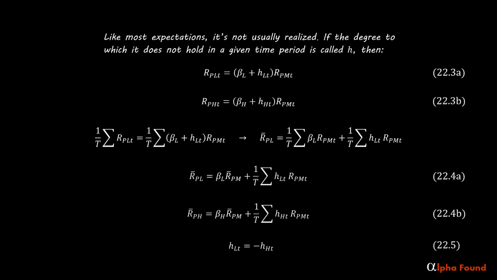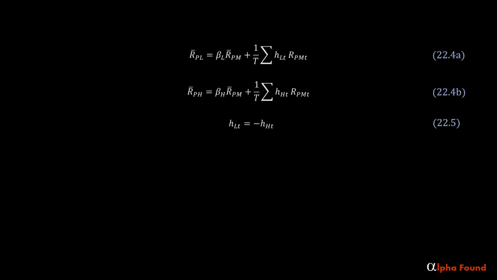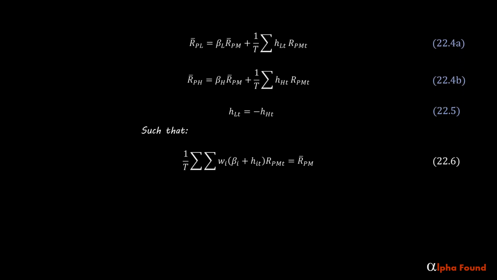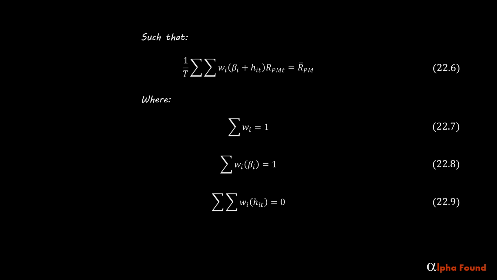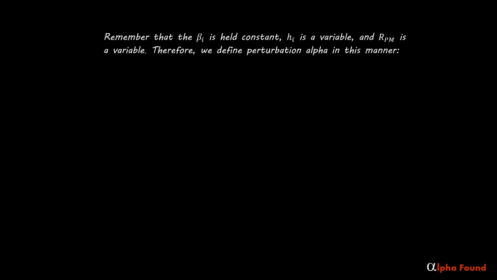The h's add up to 0 in each time period and as an average over time, such that the weighted sum of the individual perturbations in each time period when summed and averaged across time equals the average perturbation. Where the sum of the weights is 1, and the weighted sum of the ideal betas is 1, and the weighted sum of the h's is 0 in each time period, and are therefore 0 across time, but not necessarily 0 for any given security or portfolio. Remember that the ideal beta is held constant, h is a variable, and market perturbation is a variable.